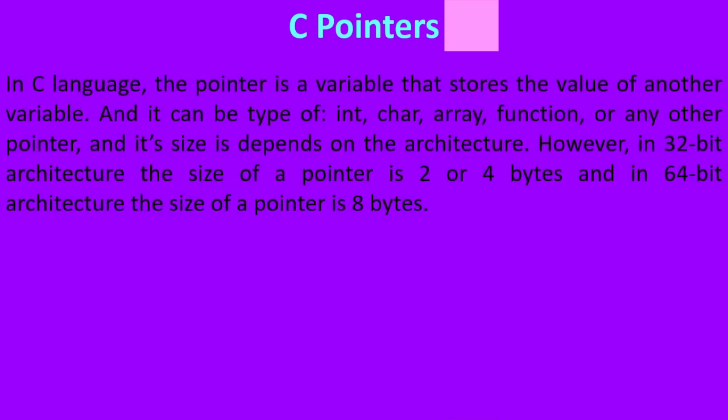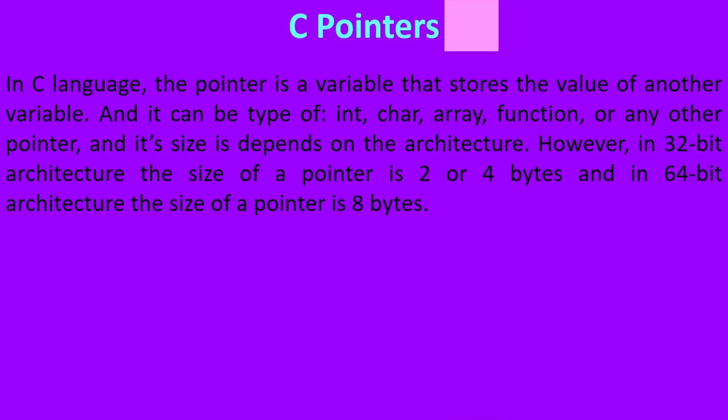In C language, a pointer is a variable that stores the value of another variable. It means it is able to store the value of another variable by also being a variable, and it can be of type int, character, array, function, or any other pointer. And its size depends on the architecture.